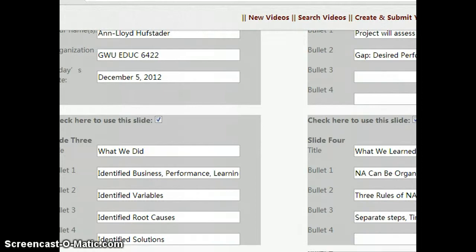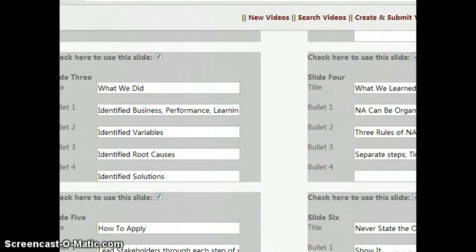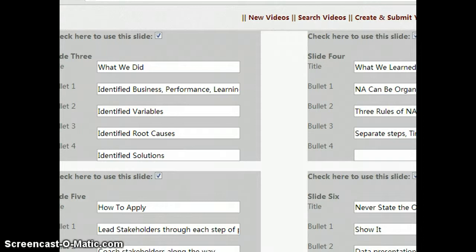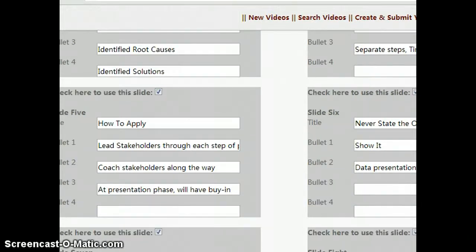In other words, the needs assessor needs to gather the broadest information and then narrow it, and lead stakeholders through each step of this process. By doing this and following the process, the needs assessor will get buy-in towards the end of the process. Never state the obvious, show it. Your data presentation is important. And create closure so that stakeholders know they're ready for the next step, which was instructional design.